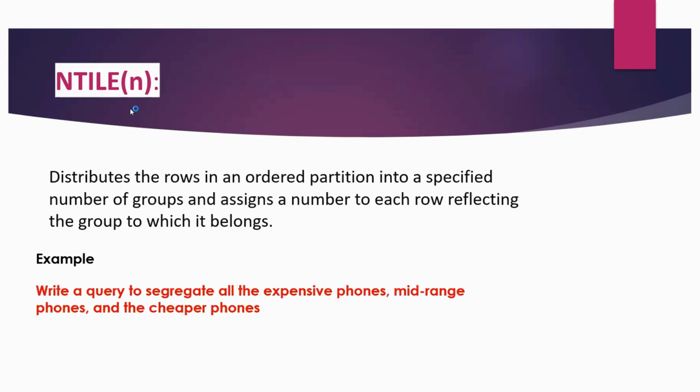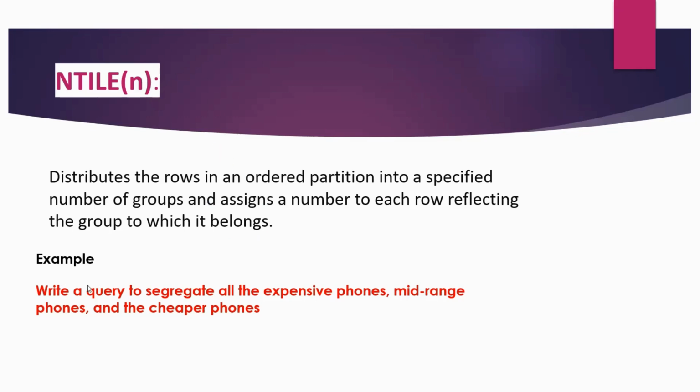So let's learn about what is the NTILE window function. The NTILE window function distributes the rows in an ordered partition into a specified number of groups and assigns a number to each row reflecting the group to which it belongs. Which means with the help of this NTILE window function, we can segregate our column, our particular category, into three different buckets. We can create a group of things and give numbers there according to our requirements, and we can rank them.